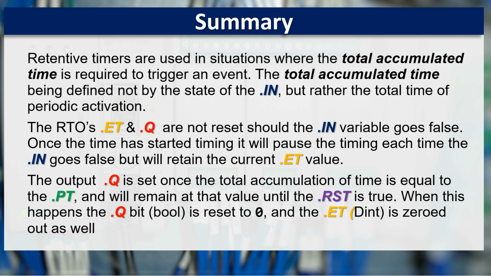The Q is set once the total accumulation of time is equal to the program time and remains at its value until the reset .RST is true. When this happens, the Q bit is reset to 0 and the elapsed time .ET is zeroed out as well.